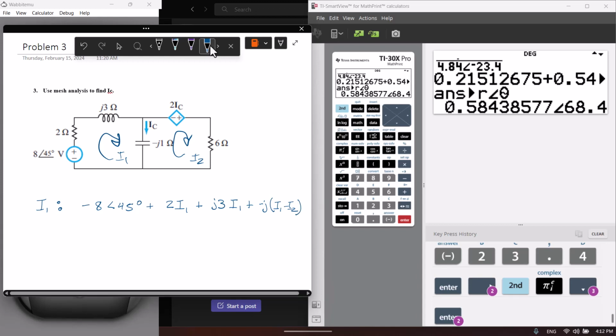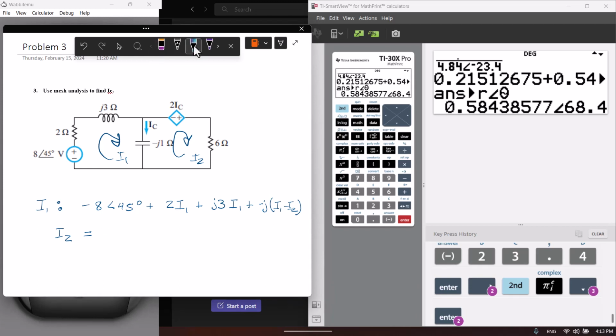Then I also have that I2 equals 2IC, because, wait, no, that's a voltage source, isn't it? Never mind. Forget that. Why do you have a voltage source equal to a current?